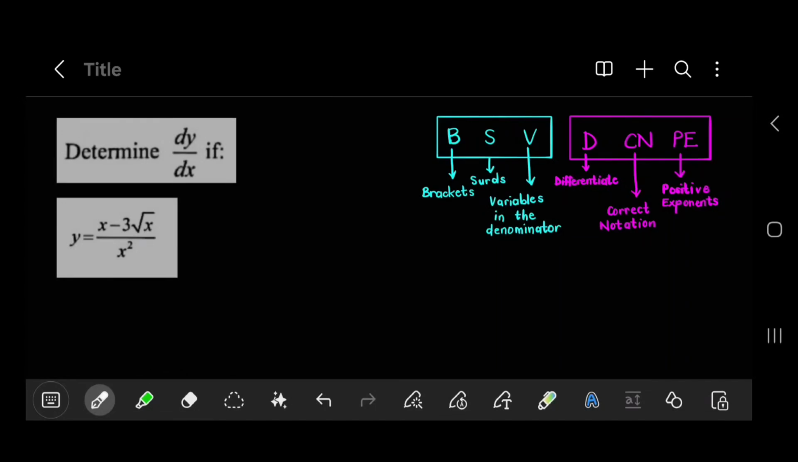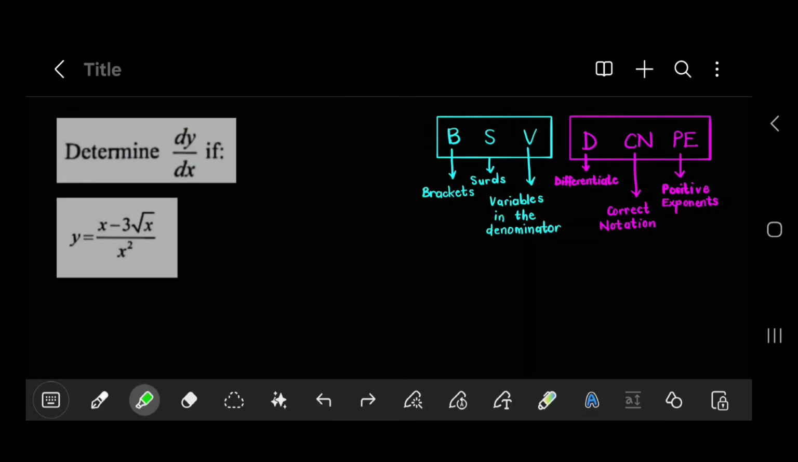Here is question 9. This is a new notation, so it says determine dy over dx. So let's focus specifically on this notation, and I just want to explain how this works. So dy over dx is a command. It says differentiate y with respect to x.